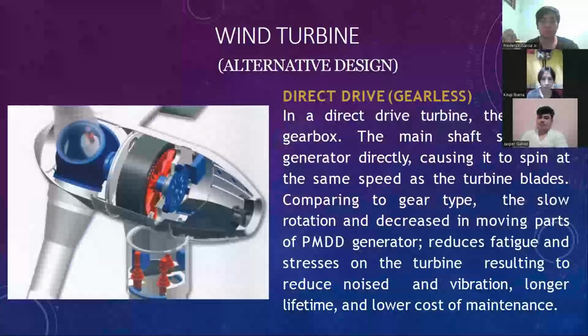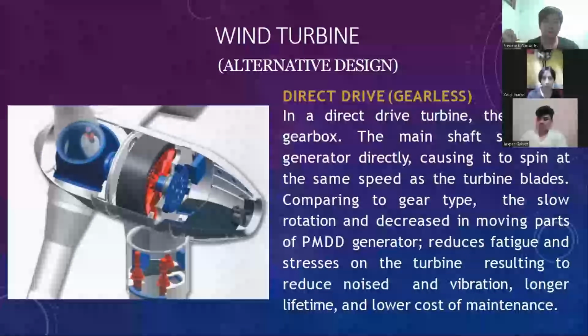Okay, so could one of you please read this? So direct drives or gearless. So in a direct drive turbine, there is no gearbox. The main shaft spins the generator directly, causing it to spin at the same speed as the turbine blades. Comparing to gear type, the slow rotation and decrease in moving parts of the PMDD generator reduces fatigue and stresses on the turbine, resulting in reduced noise and vibration, longer lifetime, and lower cost of maintenance.